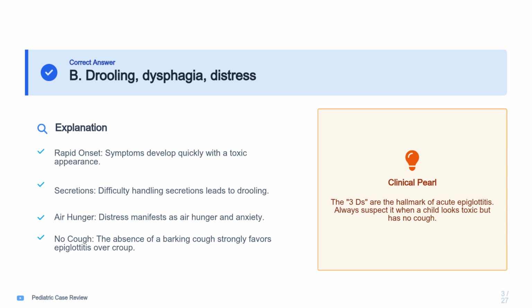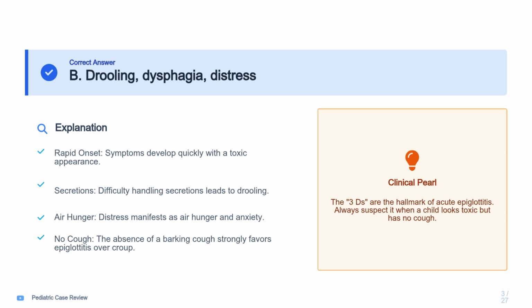The correct answer is B, drooling, dysphagia, distress. This represents the classic 3Ds of acute epiglottitis. The rapid onset with toxic appearance is characteristic. Difficulty handling secretions and air hunger are hallmark features. The absence of a barking cough favors epiglottitis over croup.